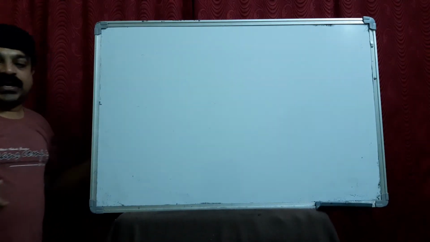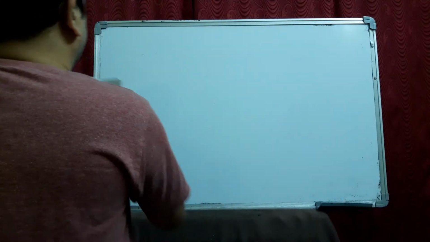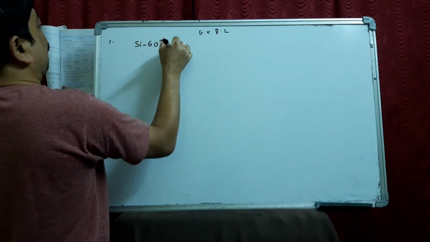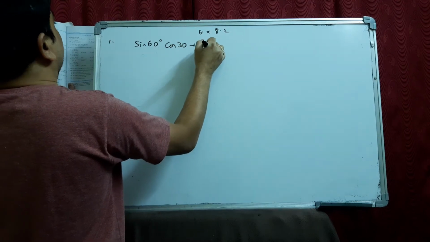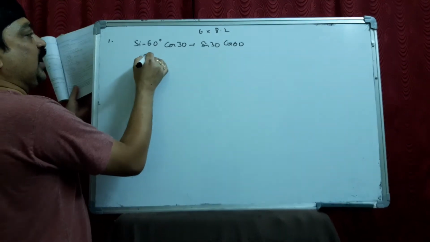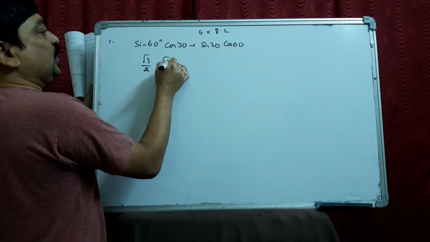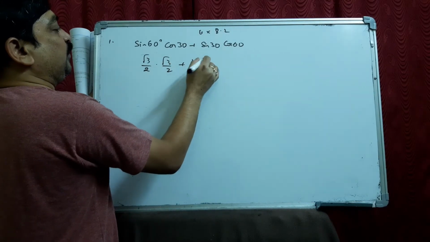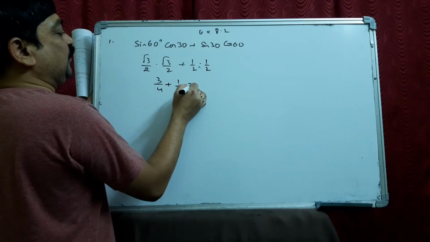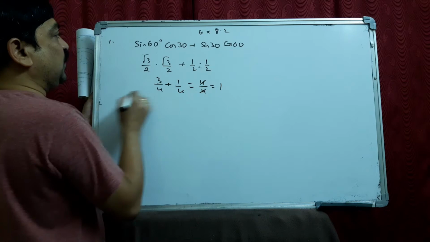Okay, let us start the exercise 8.2. Exercise 8.2, first one, sine 60 cos 30 plus sine 30 cos 60. So values, I remember the values: root 3 by 2, root 3 by 2 plus 1 by 2 into 1 by 2, 3 by 4 plus 1 by 4, 4 by 4, this is 1.